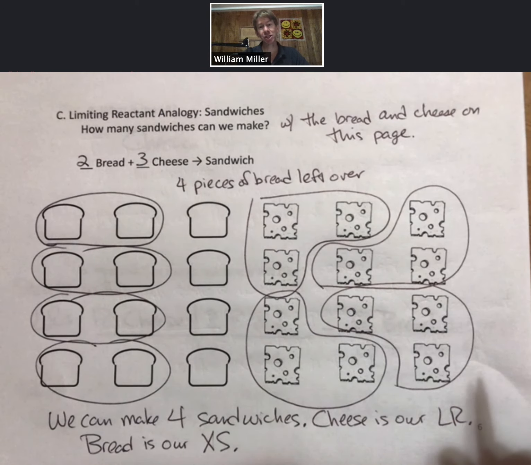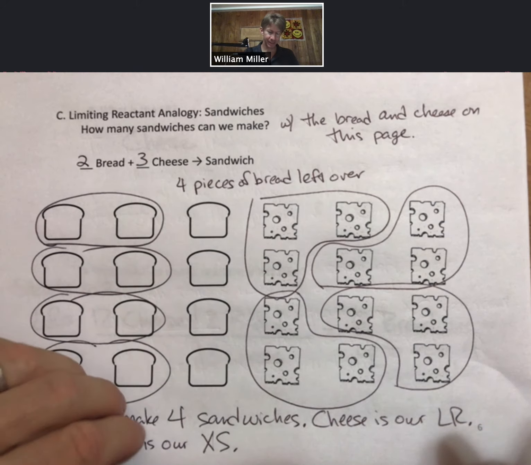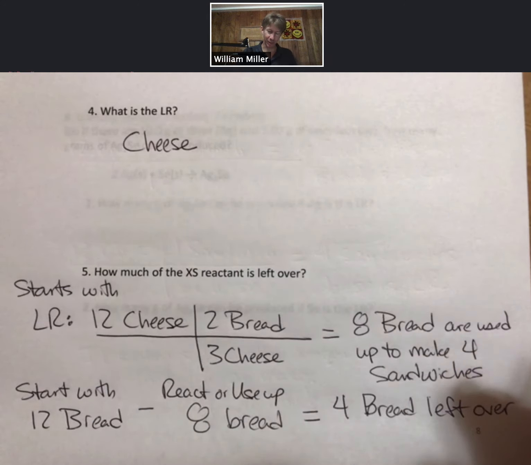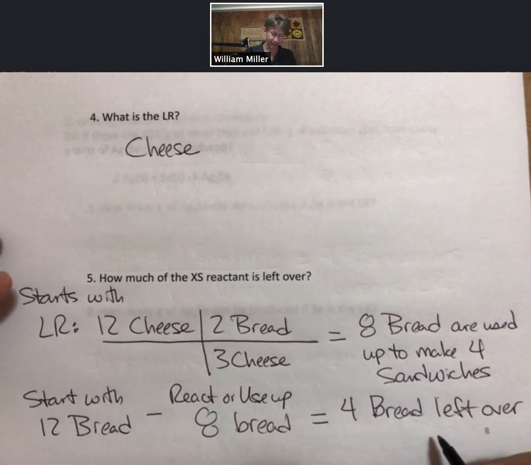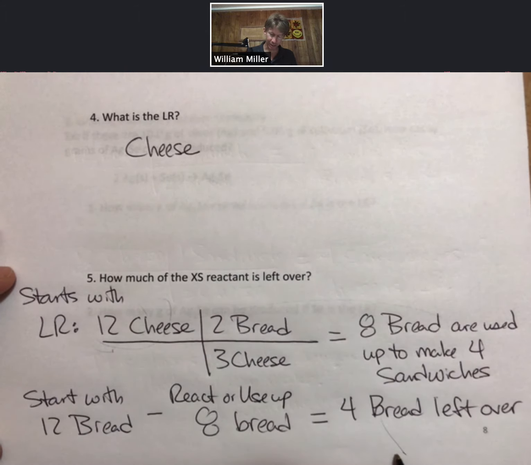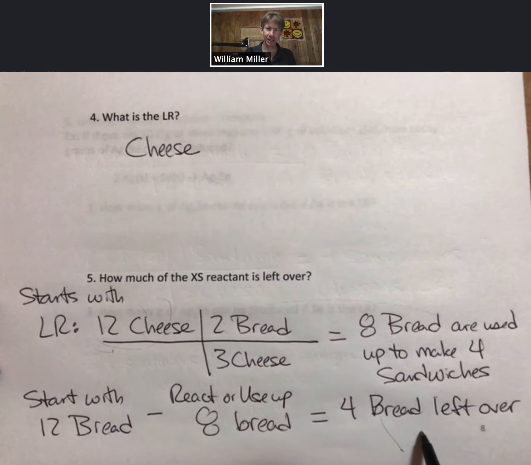And in the bread and cheese and sandwich case, it may be more obvious, especially when we circle things, but we're going to have to do it chemistry-wise. And we will start with the limiting reactant, and we will be able to do a calculation to show how much is used up of the excess reactant and how much is left over.